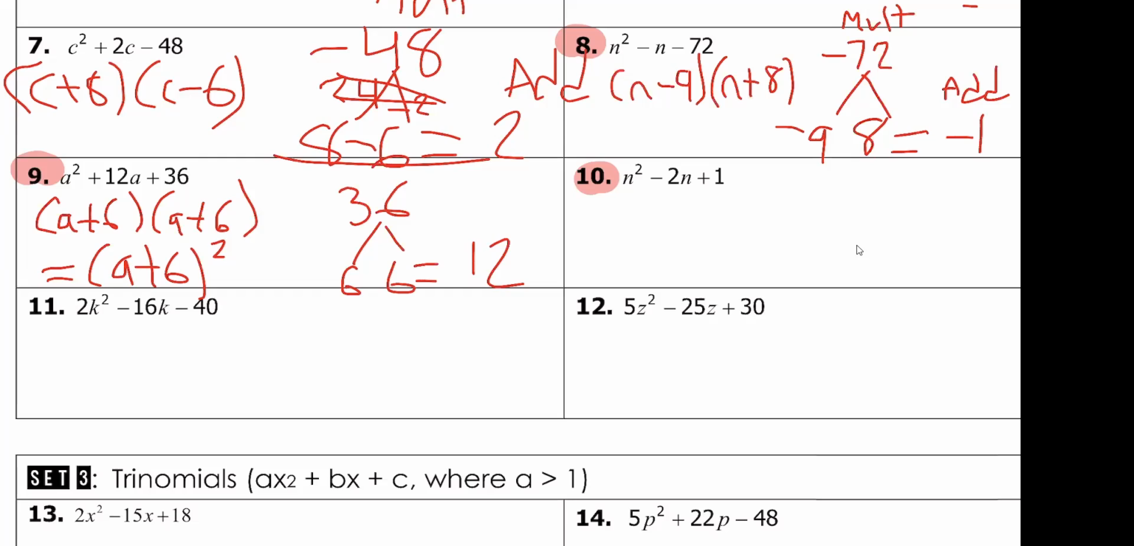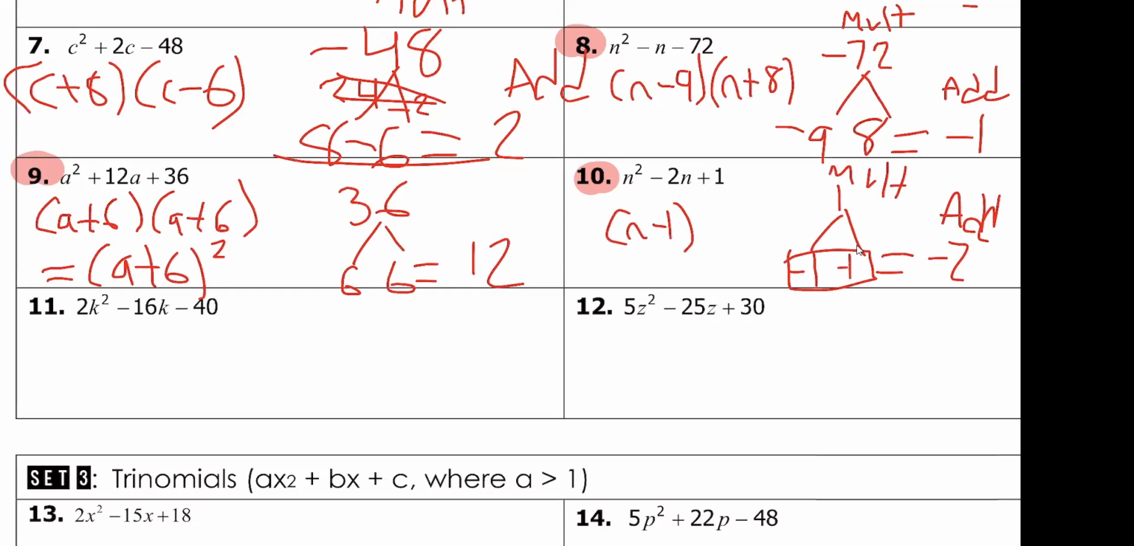And 10 is pretty similar. What would multiply to 1 and add up to -2? The only thing that multiplies to 1 is 1 and 1, or -1 and -1. And that's going to be our pair that meets both requirements. So you could just write it as n minus 1 times n minus 1, or just n minus 1 squared, because it's the same factor.